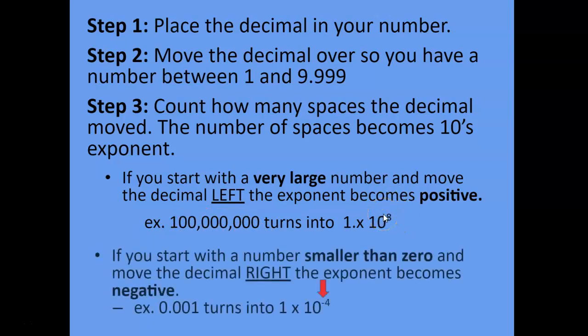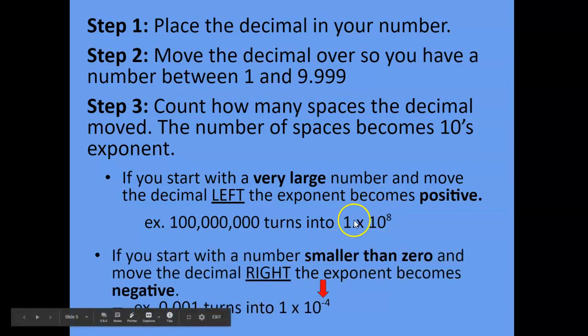If we start with a really small number, something smaller than 0, your decimal would start here between the 2 numbers. We need to move it after the 1. So if we're making a small number into scientific notation, you're moving the decimal over to the right. And that would mean that we'd have to make the exponent negative. Anytime you see a negative exponent, it is a sign for you that you are working with really small numbers.